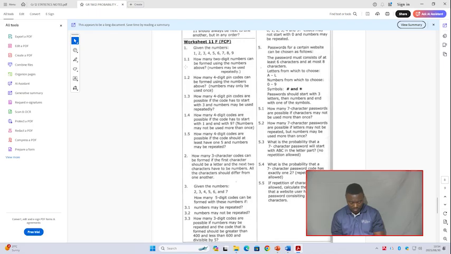All right, people, let's look at 1.4. Here they're saying, how many 4-digit codes can be possible if the code has to start with a 1 and end in a 9? Numbers may not be used more than once. Right, I want you to go and figure that one out quickly, please.